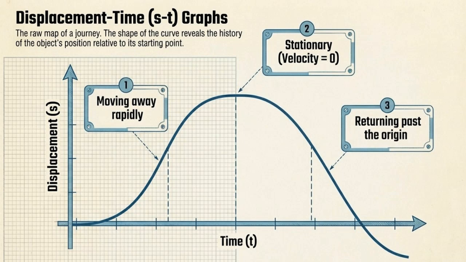This graph shows how an object's displacement changes over time, giving us a clear picture of its movement. Initially, the object moves away quickly, which is reflected by the steep upward curve. Then, it reaches a point where it stops moving, meaning its velocity is zero. After that, the object starts moving back, passing its original starting point, which we see as the downward curve crossing below the time axis. This shape helps us understand the full journey of the object relative to where it began.